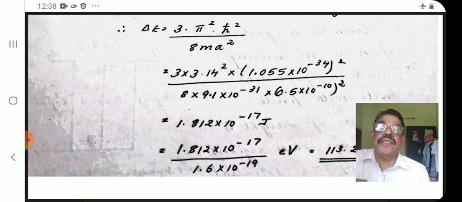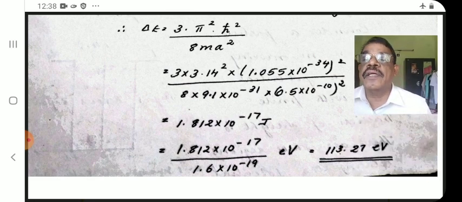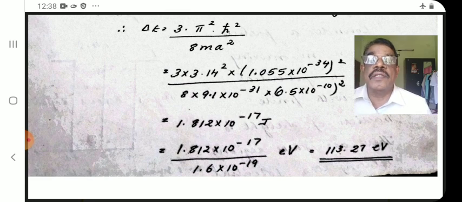And we have to convert it into electron volt. So we write delta E is equal to 1.812 into 10 raised to minus 17 by 1.6 into 10 raised to minus 19. We get the answer 113.27 eV. And this is 3 times the ground level. You remember, this delta E is 3 times the ground state energy.